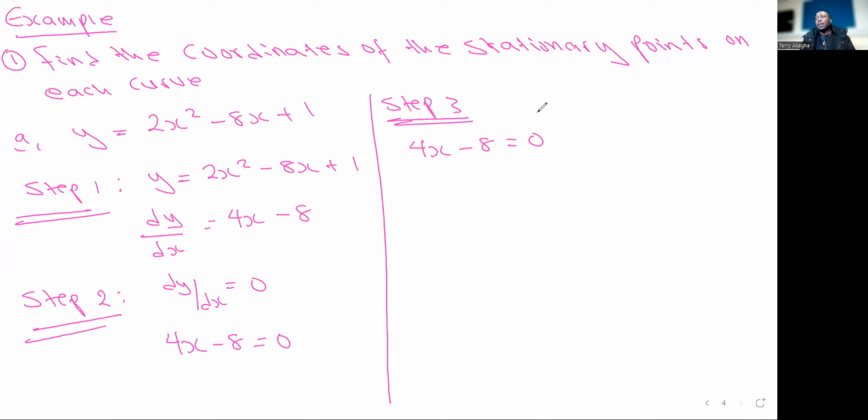We take 8 to the other side. So you're going to give us 4x is equal to 8. Divide both sides by 4. So therefore, x is going to be equal to what? 2. So we've gotten the x for the stationary point.